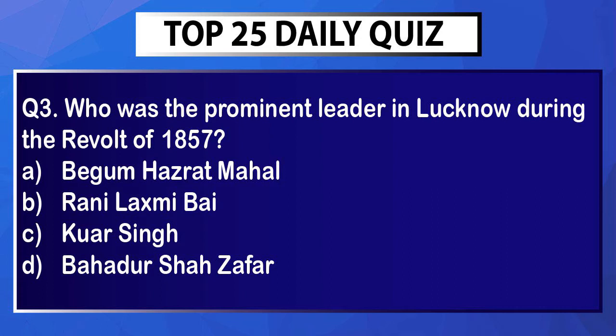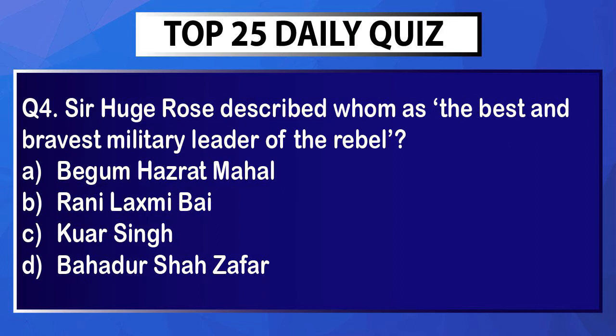Question third. Who was the prominent leader in Lucknow during the Revolt of 1857? Option A. Begum Hazrat Mahal. Option B. Rani Lakshmi Bai. Option C. Kuwar Singh. Or option D. Bahadur Shah Zafar. The correct answer is option A. Begum Hazrat Mahal.